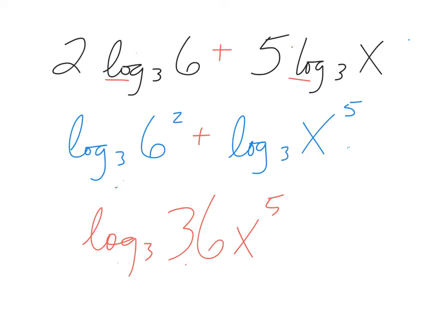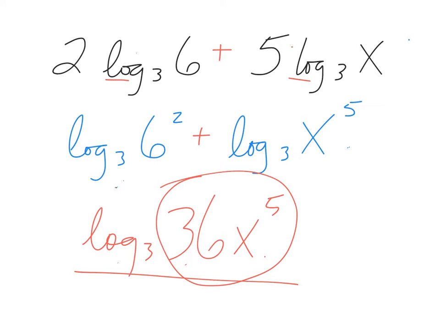The clue for this is when there are 2 logs in the beginning to combine, or at the end, if you're actually working backwards and you get something that looks like this, if you've got multiple parts within your log, you can actually break them up into addition or subtraction depending on if it's multiply or divide.